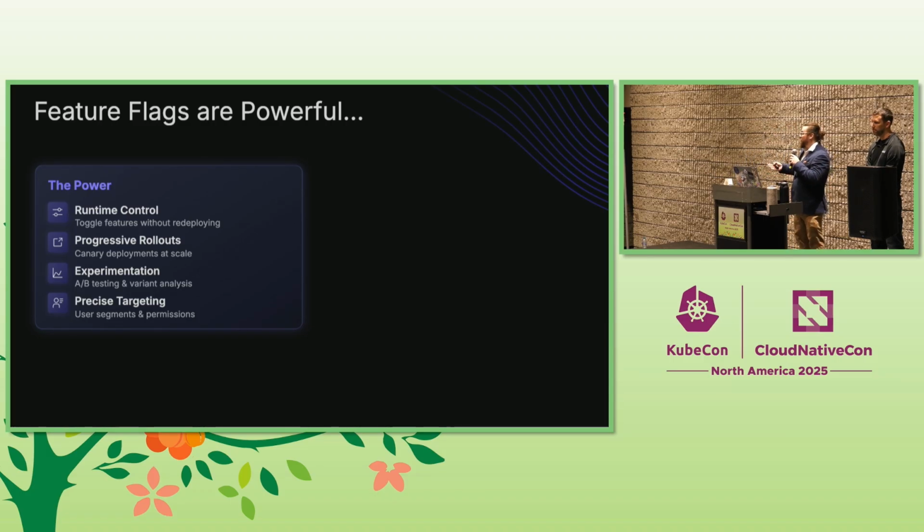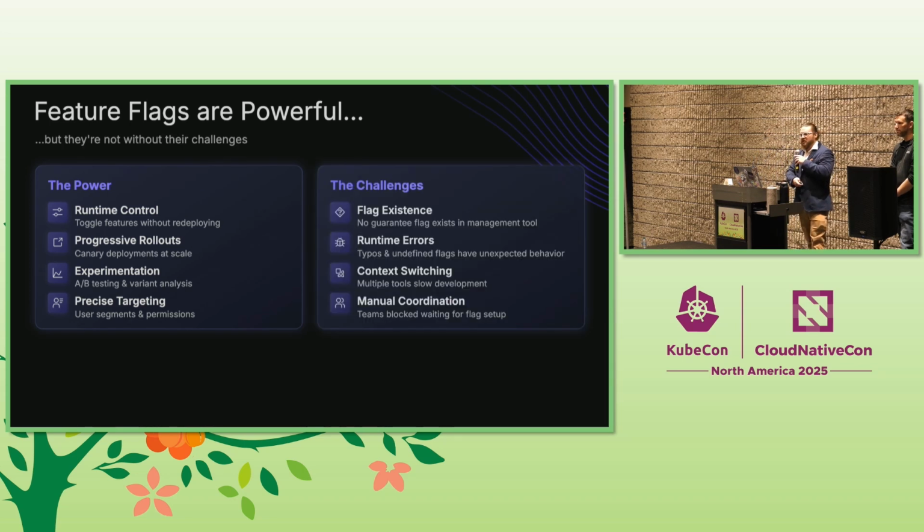Experimentation is super powerful. You can stop making design decisions on your app based on hunches, and you can start doing it on real user engagement. Precise targeting. You can change the behavior of features and code paths for precise user segments. But they're not without their challenges.